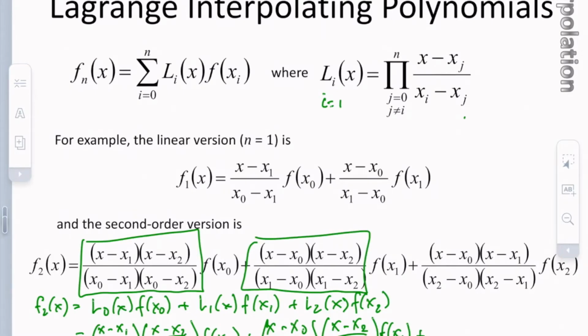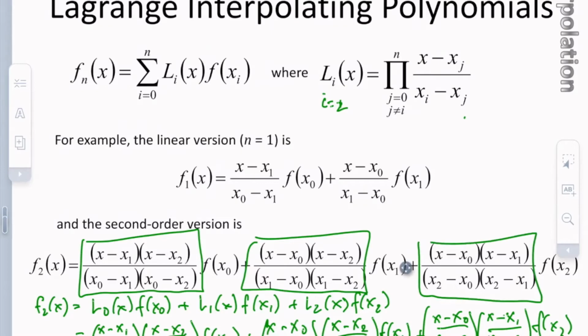And then for the third term, where i equals 2, we have x minus x naught over x2 minus x naught multiplied by x minus x1 over x2 minus x1. And since j must not be equal to i, then we don't need to compute the third term involving x sub i equals 2 and x sub j equals 2. We're left with this expression times f of x2, of course. Okay, so we've derived this expression.